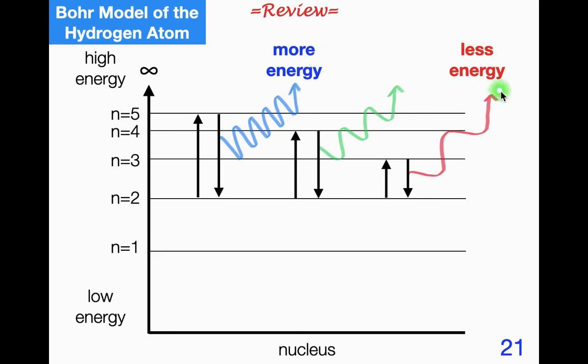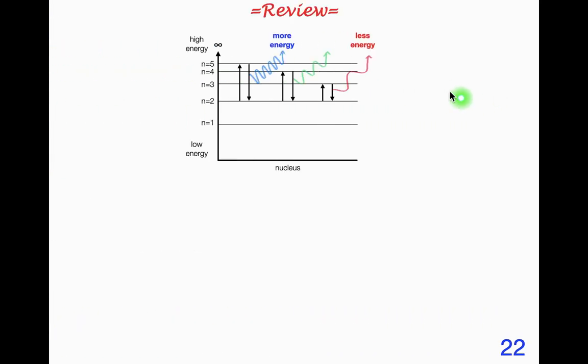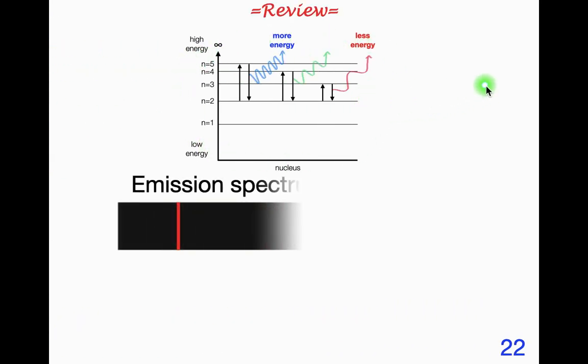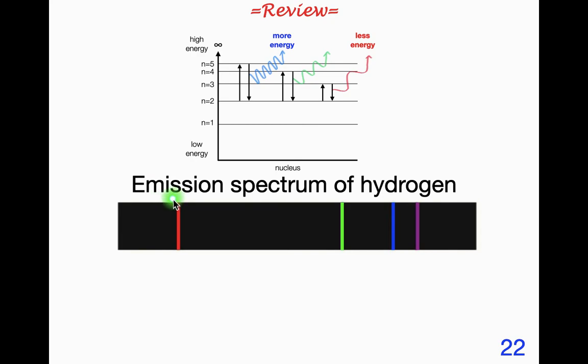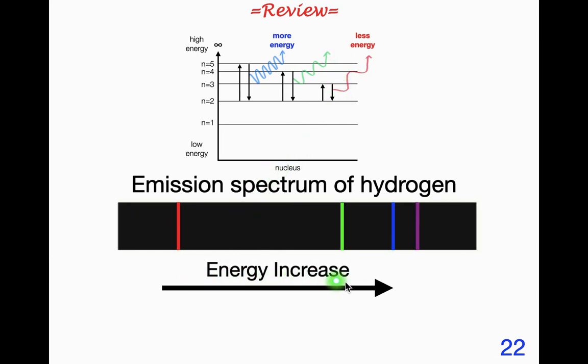More energy, less energy. Okay, this is the same diagram shown again. This is the emission spectrum that we would see for the hydrogen atom. And notice that the lines get closer and closer together. And that comes from the convergence of the energy levels. Energy increases, in this case, as we go from the left to right.